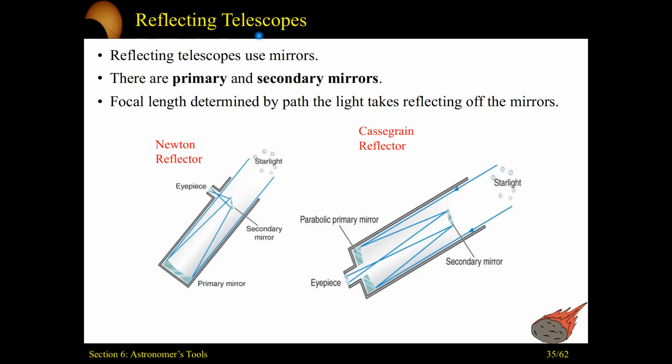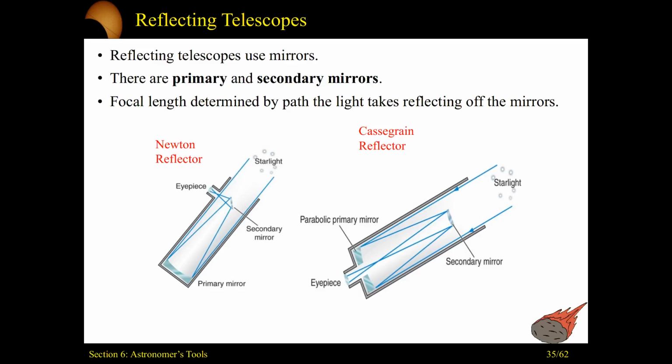Switching to reflecting telescopes, what are the two main properties here? All of our reflecting telescopes will basically be composed of a primary mirror and a secondary mirror that will collect the light. In this Newton-style reflector, the light will come in, and the curvature of the mirror will reflect the light back towards the secondary mirror that will focus it into our eyepiece, and you look in a Newton reflector on the side here.